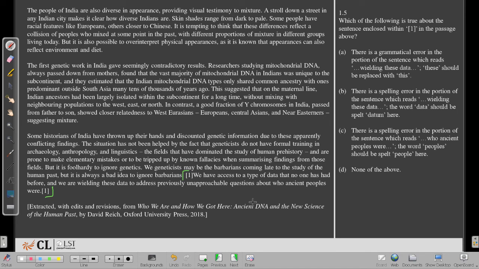Now, this sentence seems to have issues. At first glance, we might want to look at each answer choice one by one, and then look at whether that is appropriate or not.